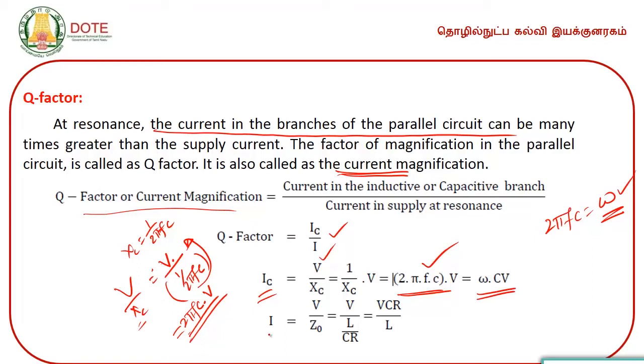Then I is equal to V by Z naught, Z naught is the impedance, V is the applied voltage. Now, what is Z naught? Z naught is equal to L by CR. So, bringing the CR up to the numerator, we have VCR divided by L.